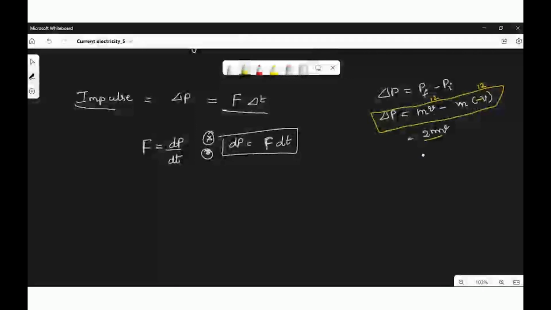Or if you are using this, you can just say with the magnitudes, like 2 into, because already I have taken consideration of that opposite direction minus, that is giving me 2 mv. So here just 2 into mass is 0.15 into velocity is 12. Correct? It's like 3.6 newtons. Yeah, this is how you will calculate the change in momentum.